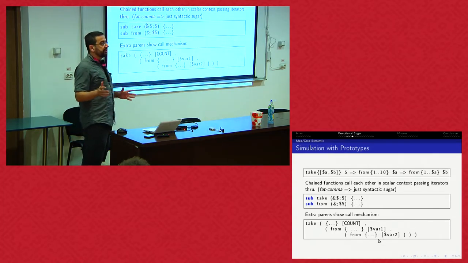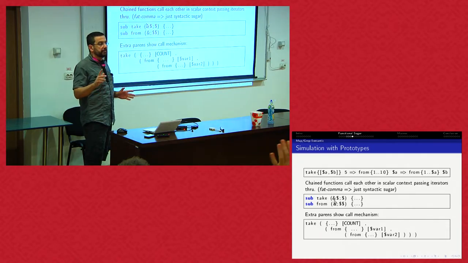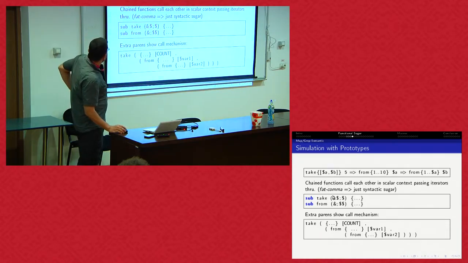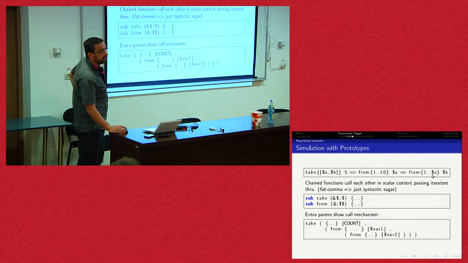Who doesn't know how prototypes work? Okay, this ampersand prototype means you're passing a function block, which means this is an anonymous subroutine. This is an anonymous subroutine, and this is an anonymous subroutine. But within the first parameter is a reference to a subroutine I can call, and I get the result back from what is within this code.